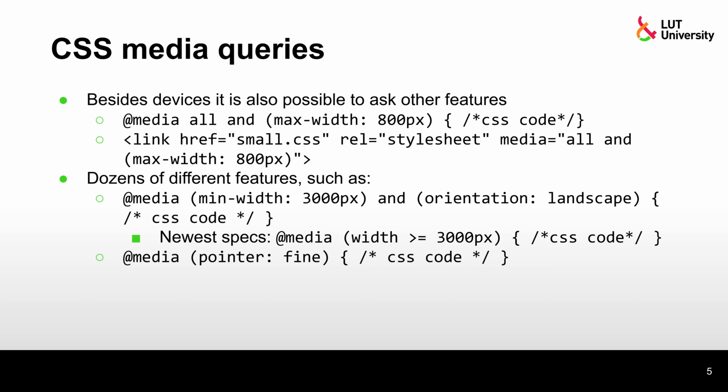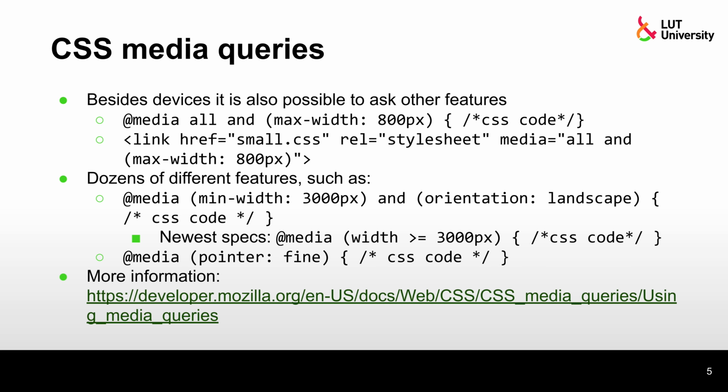These kind of things can be checked. For example, if we know that the pointer is not fine, then we can design all the buttons a bit larger so you can hit them more easily with your fingers. But if the pointer is fine, then we can just remove a bit of padding from those buttons because we are using a mouse, and we can then more easily click the button.